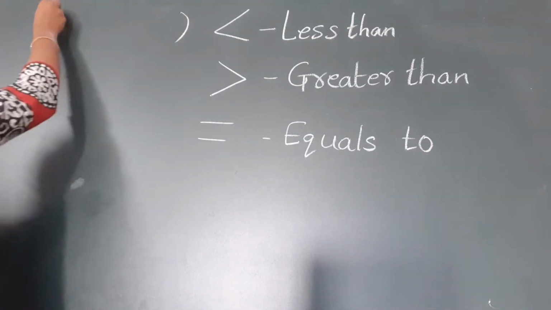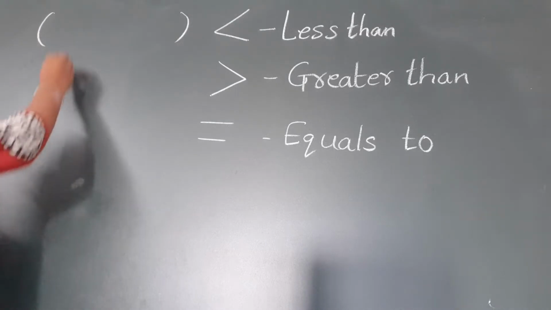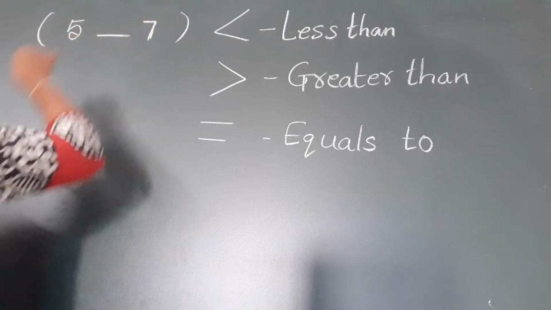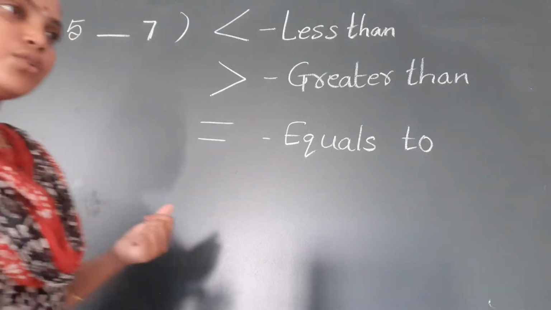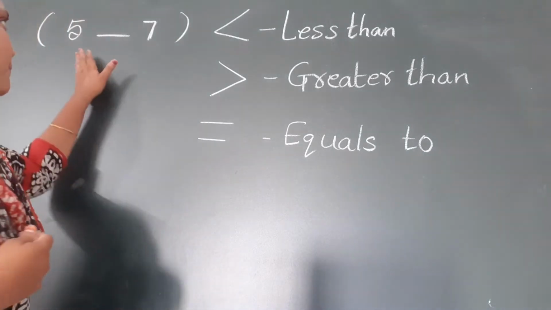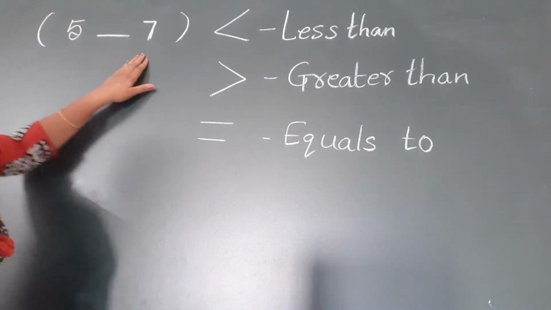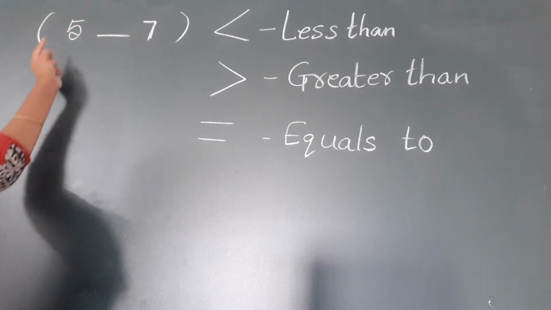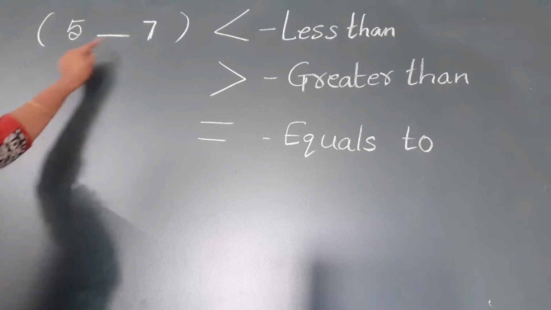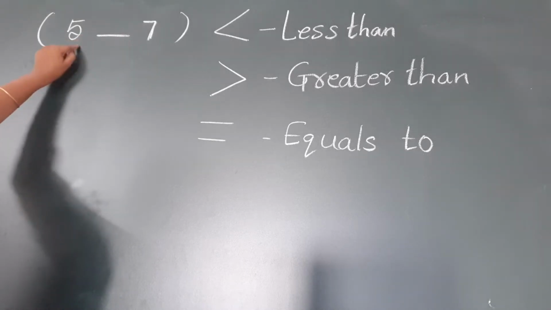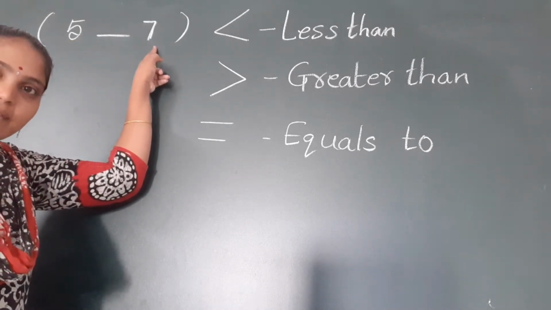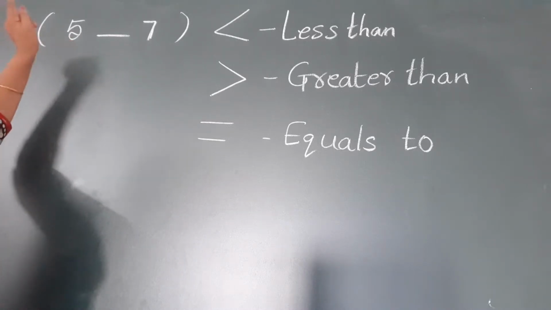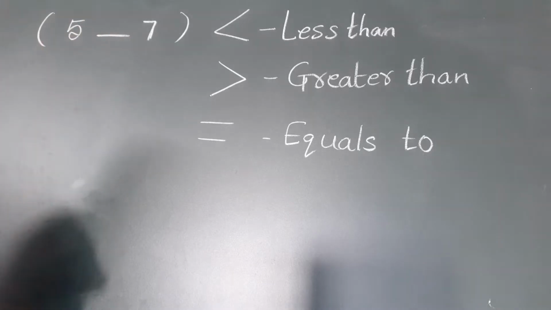First, here I am writing two numbers, children, 5 and 7. So how do we use the symbols? When comparing two numbers, you have to observe whether the first number is greater than the second one or less than the second one. 5 and 7. You have to check, children, whether 5 is bigger than 7 or smaller than 7.